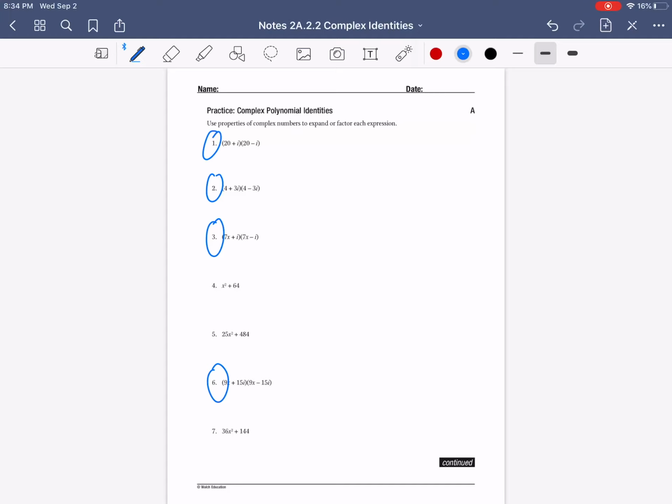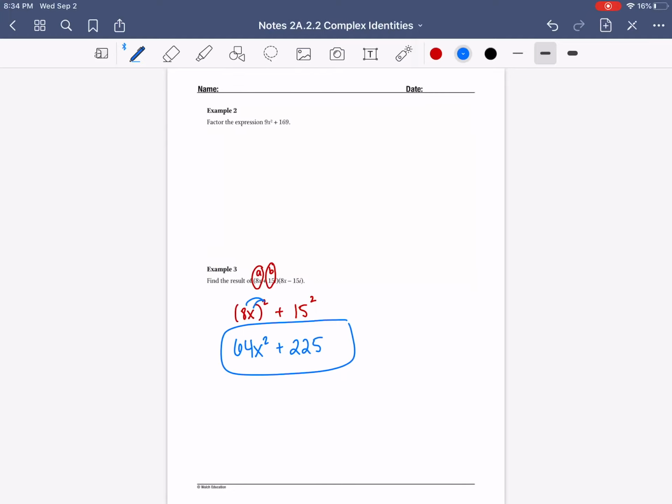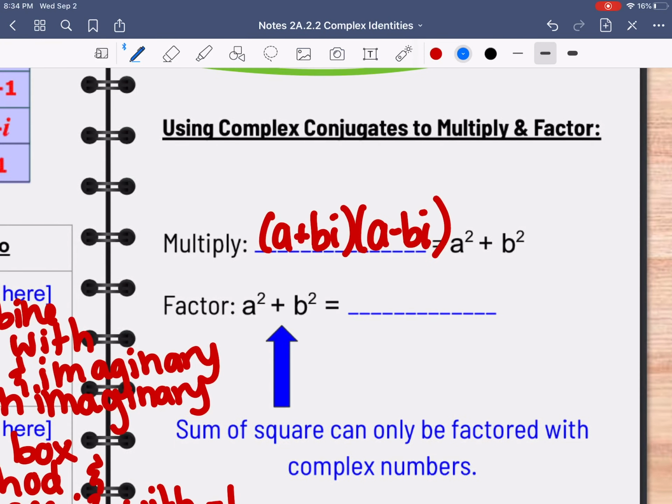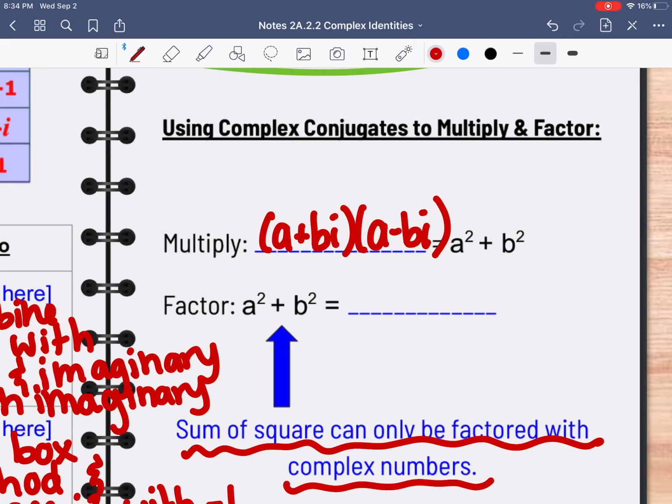Okay, and then once you're done, we're going to go back and do this factoring the opposite way. So this identity is the same identity, basically just going backwards. Instead of asking you to multiply, it's asking you to factor. And factoring, remember, is breaking down into multiplication of 2 smaller things. So factoring and multiplying are like inverse operations. So what you're going to do is look at this thing called the sum of squares, and it can only be factored with complex numbers.